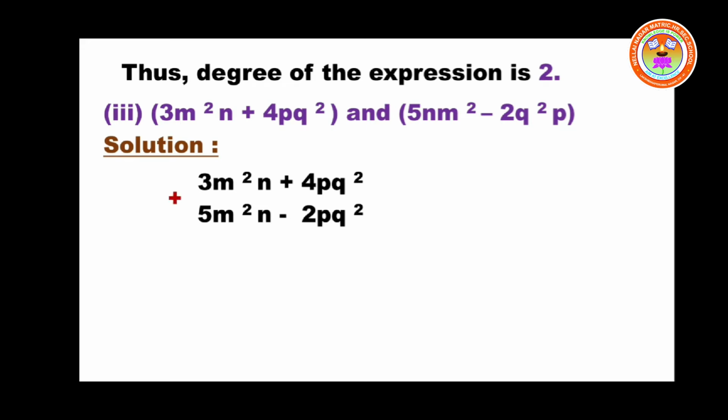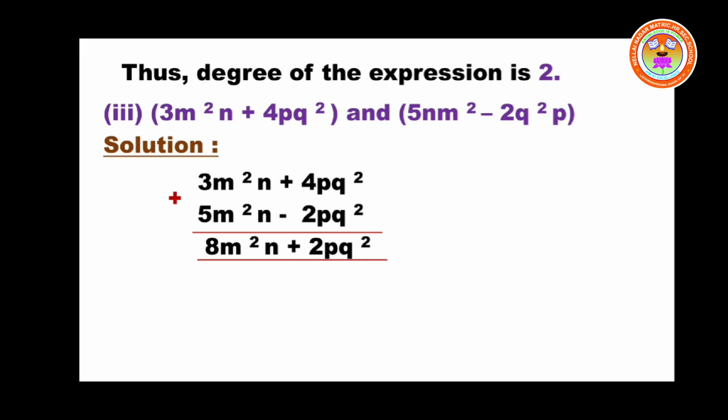Now I am going to add both the terms. 5 plus 3, 8m square n, and 4 minus 2. From 4 I am going to subtract 2, so 2pq square. The greater number 4 has the positive sign, so plus 2pq square. So your answer is 8m square n plus 2pq square.